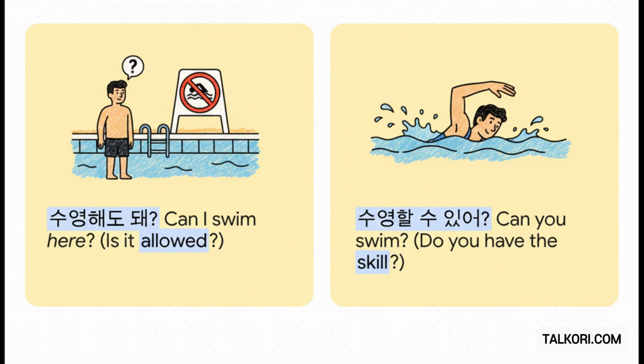Just look at this comparison here. If you're at a beach and you ask 수영해도 돼? You're asking, is swimming allowed here? Is it safe? Are there rules against it? But if you ask 수영할 수 있어? You're asking a totally different question. You're asking, do you personally know how to swim? Do you have that skill? See the difference? One is about rules, the other is about skill.